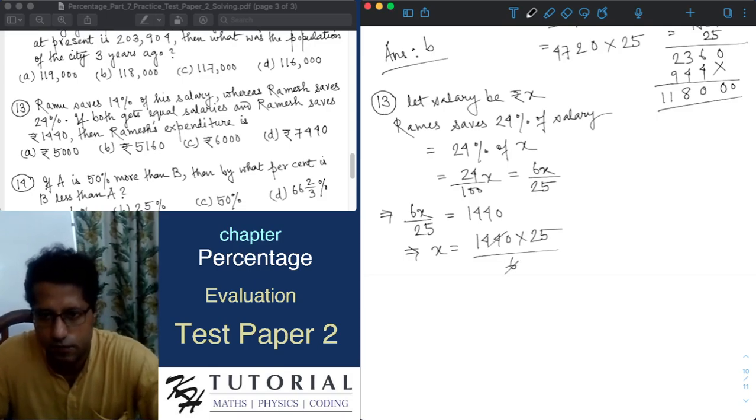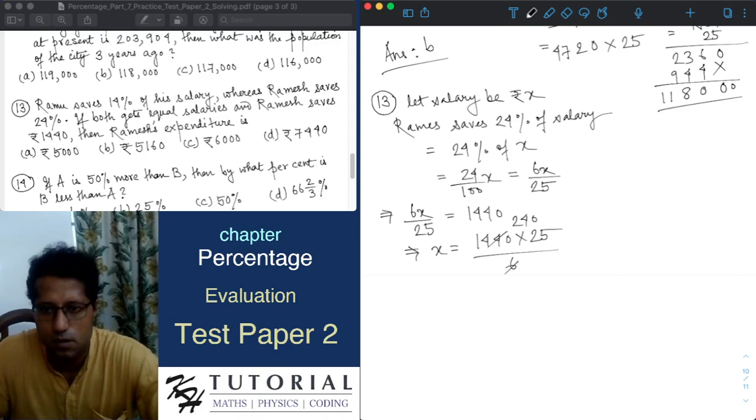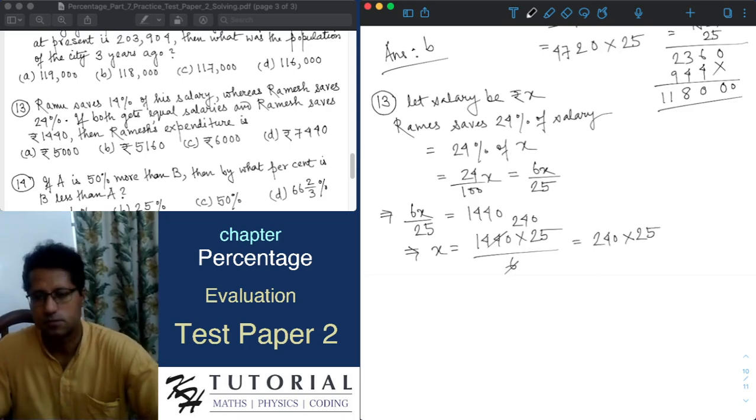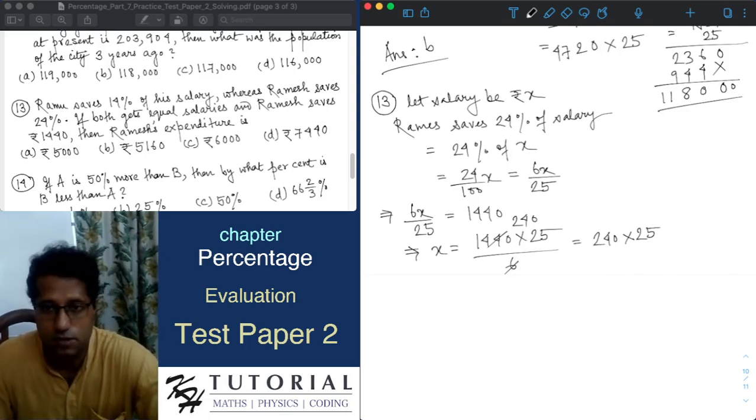I think 6 will divide 1440. Let's see. Yes, this is 240. So 240 into 25 is X, and X is what? X is the salary of both Ramu and Ramesh, as it is given that they both get equal salary.